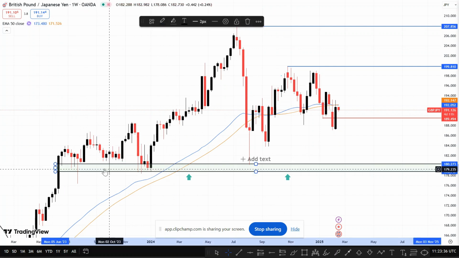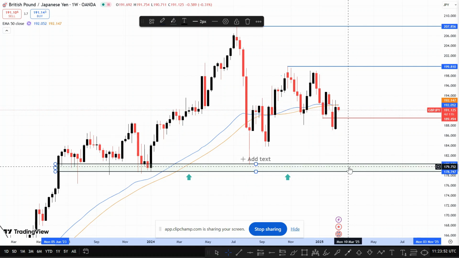Okay, now the reason why I marked this area is because if you look from here to here, you will see that this is the last touch. You see different touch. First touch, second touch, and third touch. Now this is the fourth touch. I'm expecting the fifth what touch.